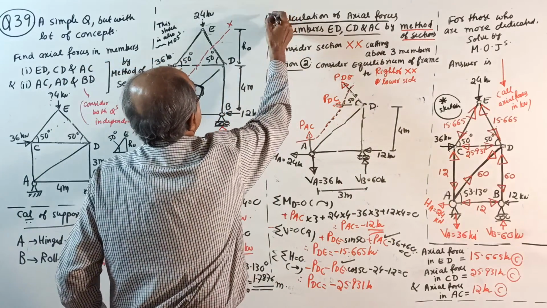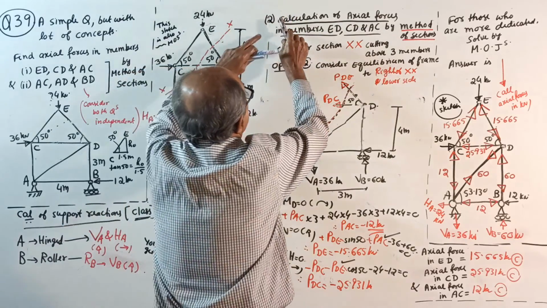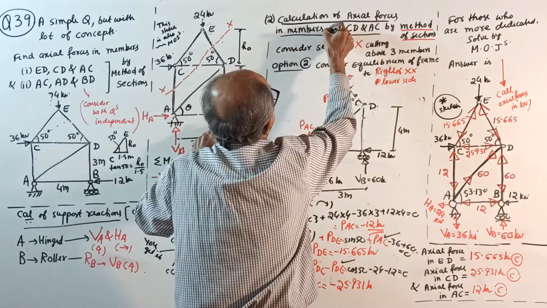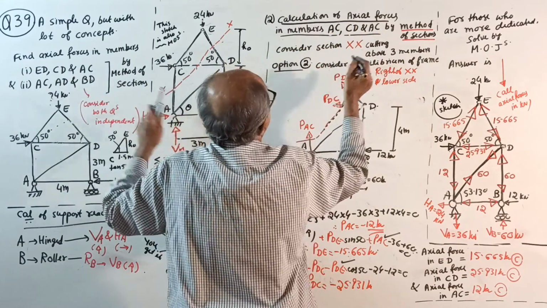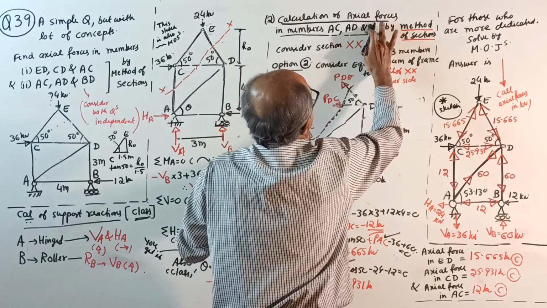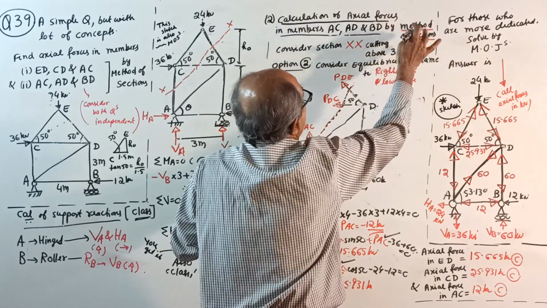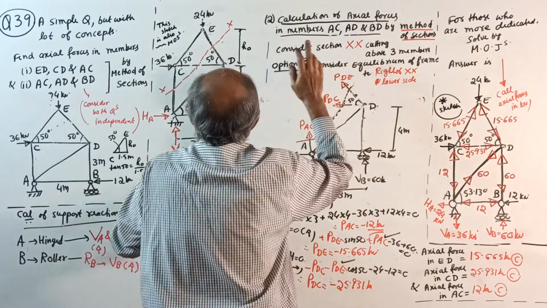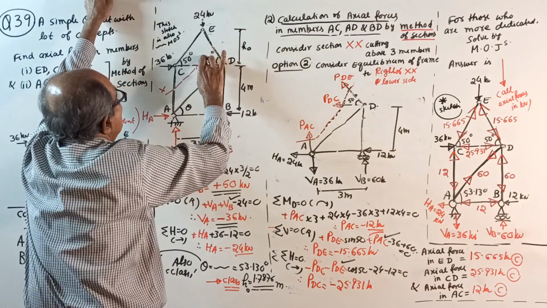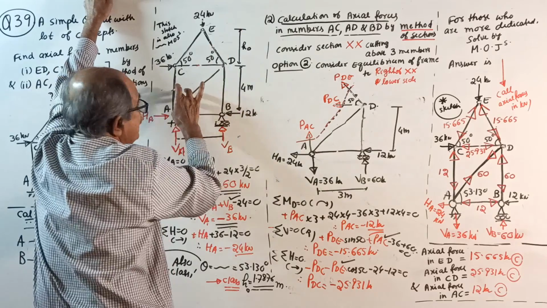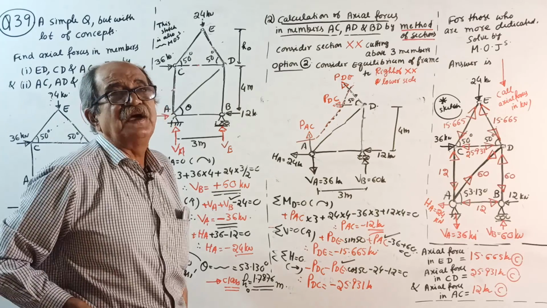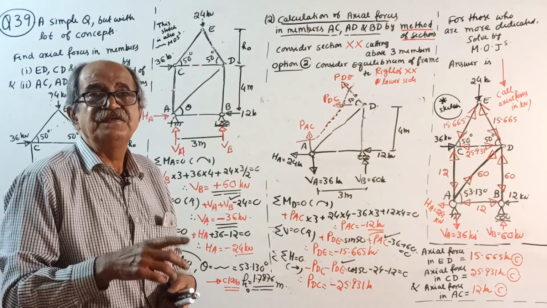Now go to question number 2. Calculation of axial forces in the members AC, AD and BD by method of sections. Now do one thing. If you want to thoroughly understand, you remove this XX, see the reference sketch, and write it once again. Otherwise, in a single sketch, multiple sections mean confusion, if it's the examination.